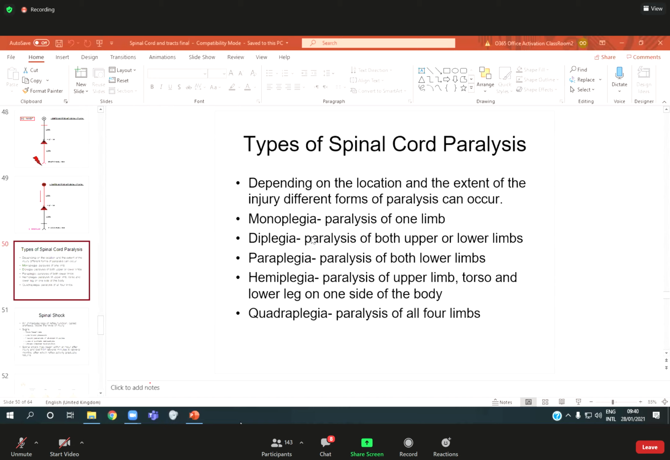If you have damage to the anterior gray horn cells, or the spinal nerve itself, or the cranial nerve nuclei, which is supplying the motor supply to the head and neck, or the cranial nerve itself, it is called a lower motor neuron lesion.